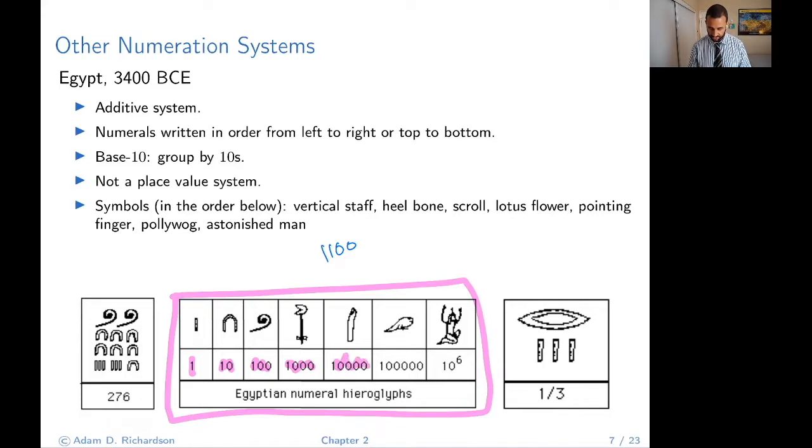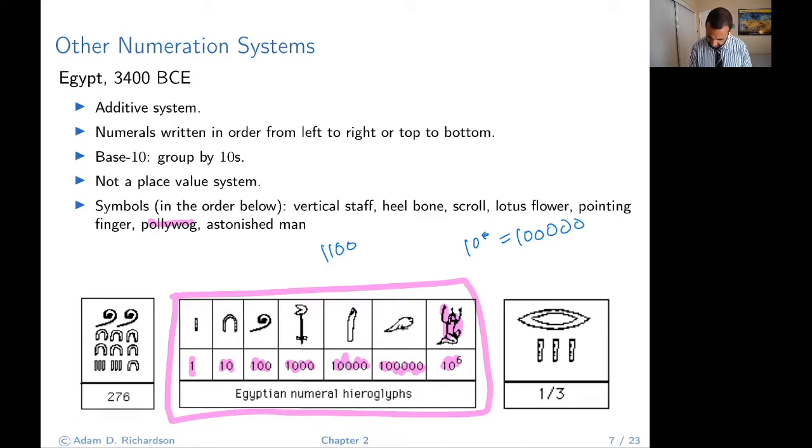So this is what they would use for 10,000. They would use a polywog for 100,000. A polywog is just another name for a tadpole, for all of you Stranger Things fans. They talk about that in, I think, the second season. And then for a million, which is 10 to the 6, they would use an astonished man, right? Because that's what you do when you make your first million. No, just kidding. But yeah, so 10 to the 6th is 1 million.